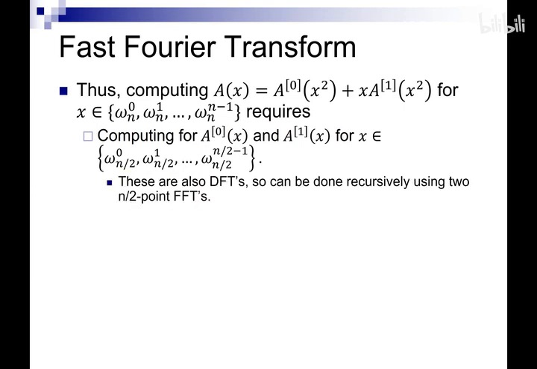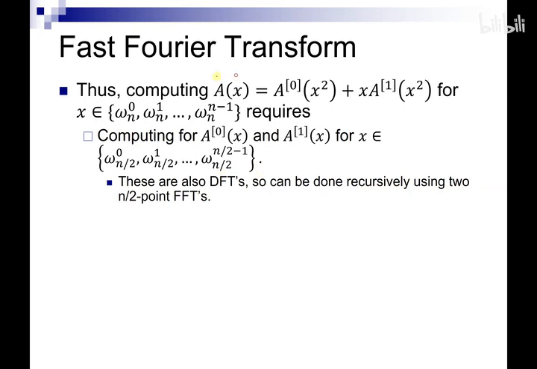Now remember that a0 and a1, their degrees are both n over 2 minus 1. So we're basically trying to evaluate these two degree n over 2 minus 1 polynomials at these n over 2 roots of unity. Okay, so this is in fact another DFT. This is going to be an n divided by 2 point DFT.